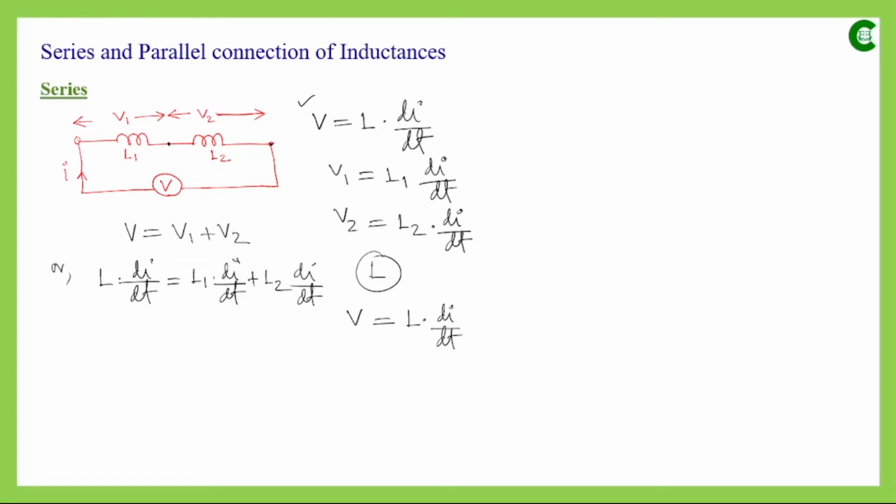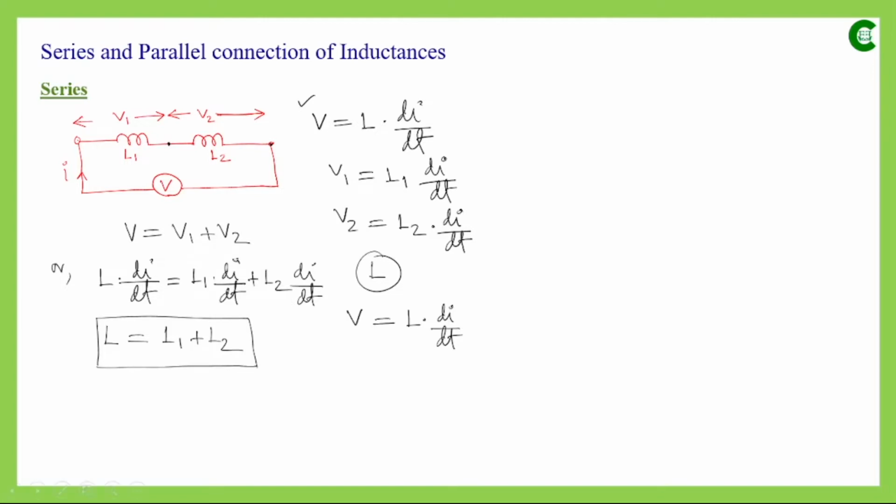And here again we can see that on both sides of the equation, the di by dt factor is common and has a non-zero value, so they will cancel each other, and in the modified equation what remains is L equal to L1 plus L2. That means in the case of a series connection between two inductors, the equivalent inductance is the summation of their individual inductance values. So L is equal to L1 plus L2.